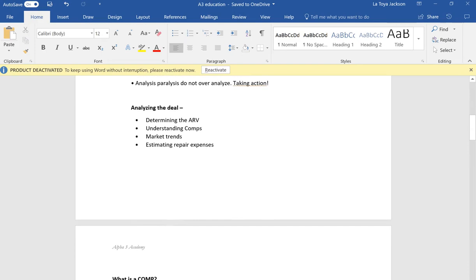Analyzing deals. So you want to understand determining the ARV. That's what we're going to talk about today. Determining the ARV. Understanding comps. The market trend. Estimated repairs and expenses.